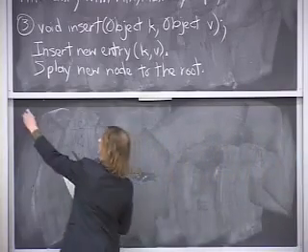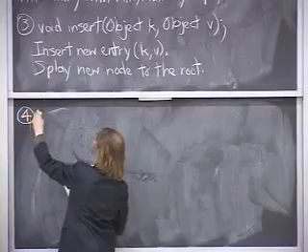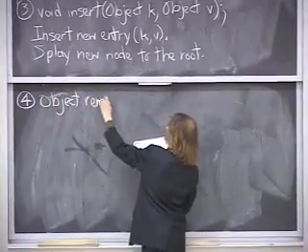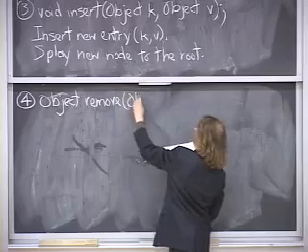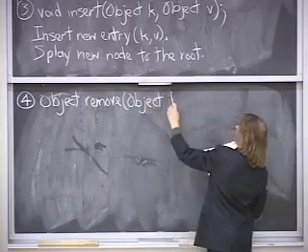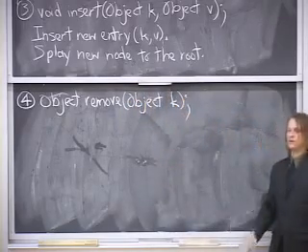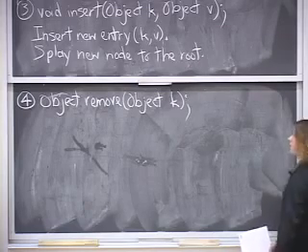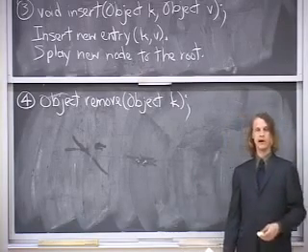And finally, the remove operation. I want to remove from the tree the entry whose key is k. I'm going to start off exactly the same way as I do with a regular binary search tree.